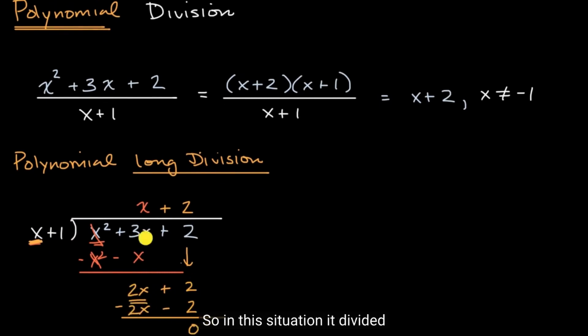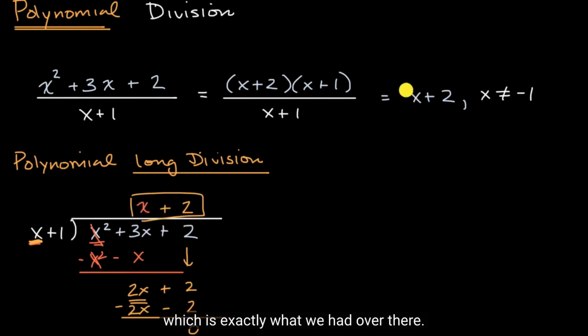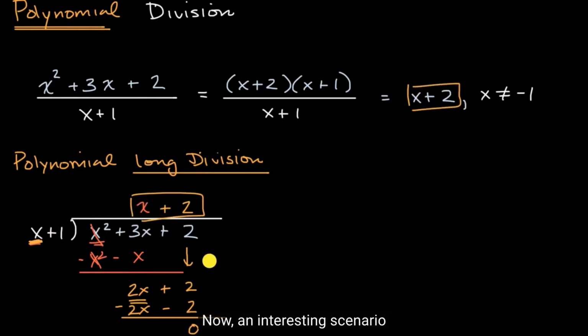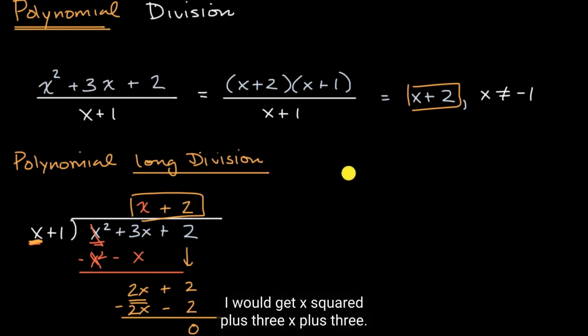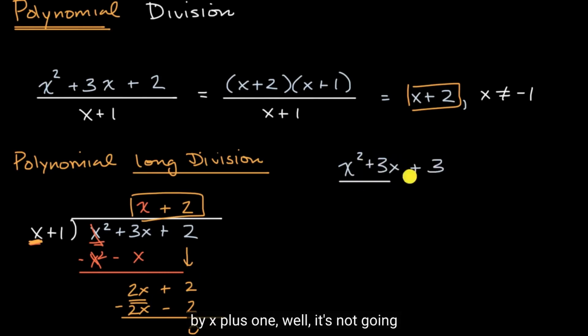So in this situation, it divided cleanly into it, and we got x plus 2, which is exactly what we had over there. Now, an interesting scenario that we're also going to approach in the next few videos is, what if things don't divide cleanly? For example, if I were to add 1 to x squared plus 3x plus 2, I would get x squared plus 3x plus 3. And if I were to try to divide that by x plus 1, well, it's not going to divide cleanly anymore.